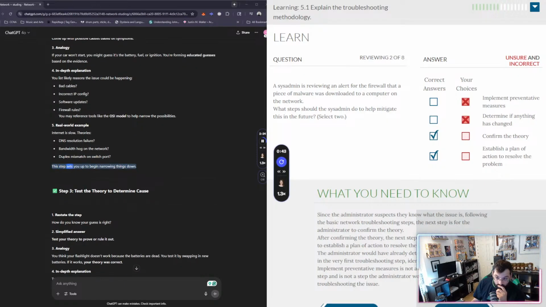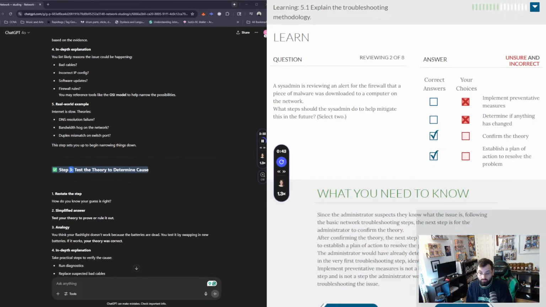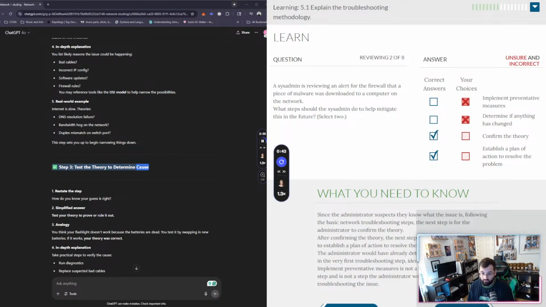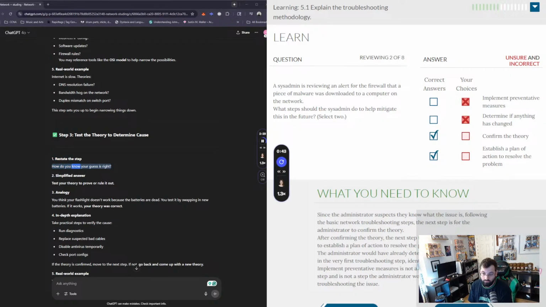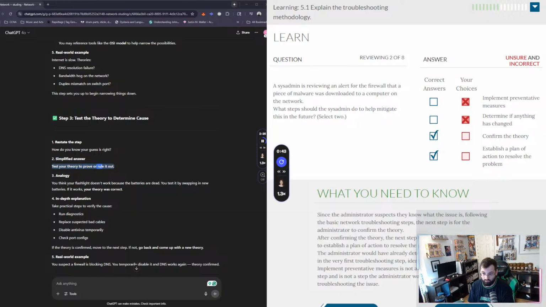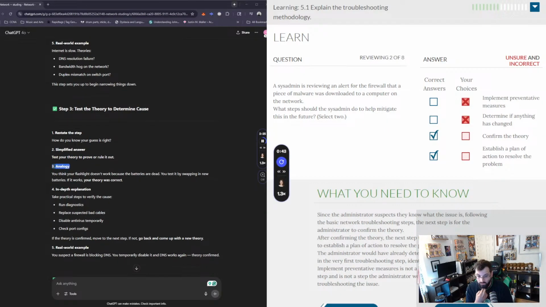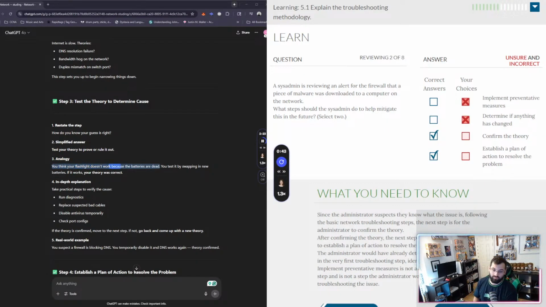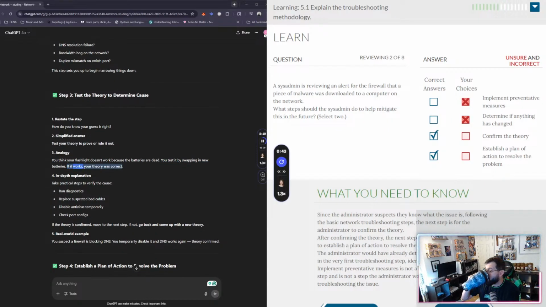This step sets you up to begin narrowing things down. Step 3. Test the theory to determine cause. 1. Restate the step. How do you know your guess is right? 2. Simplified answer. Test your theory to prove or rule it out. 3. Analogy. You think your flashlight doesn't work because the batteries are dead. You test it by swapping in new batteries. If it works, your theory was correct.